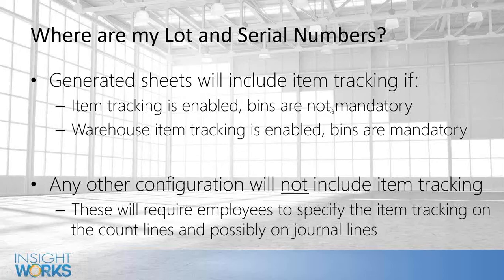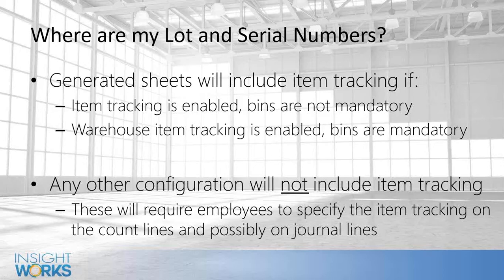So you have to have item tracking enabled and not have bin mandatory. So in other words, you've got 10 serial numbers somewhere in the warehouse, there's no bins defined. We can generate 10 lines, 1 line for each serial number. The other one is you've got warehouse item tracking enabled with bins. So we know exactly which serial numbers are in which bins.